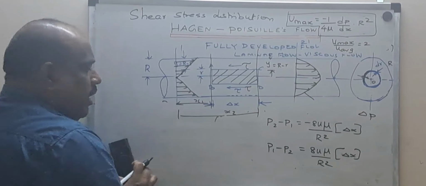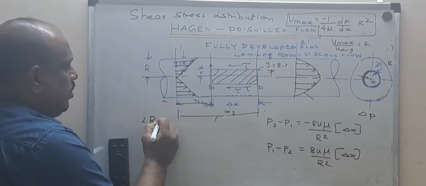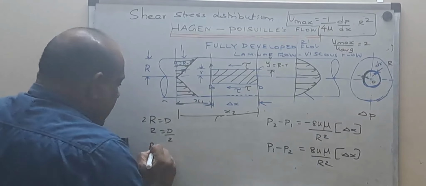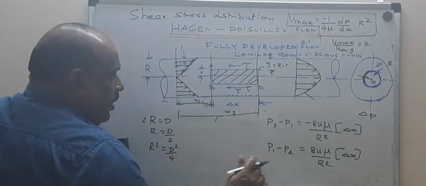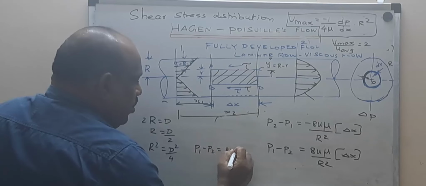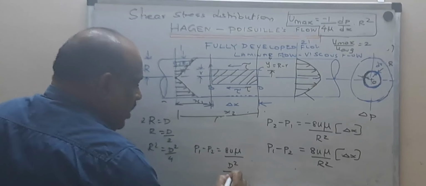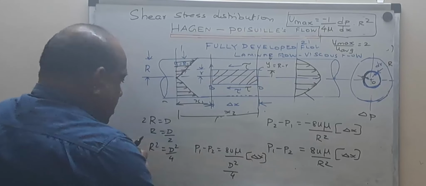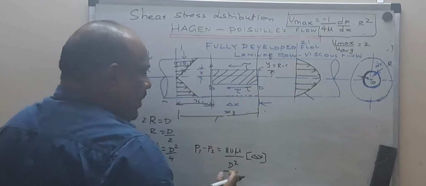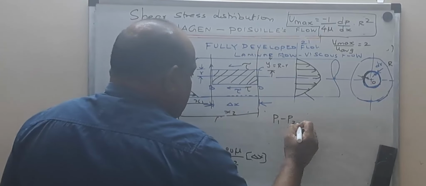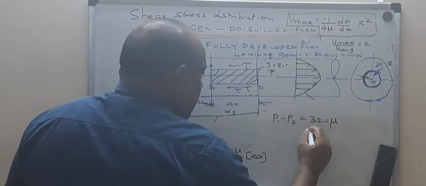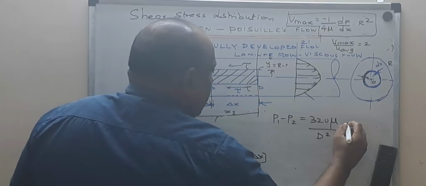That's fine. Now what is R in terms of D? 2R equal to D, so R equals D by 2. Radius equals diameter by 2. So substitute for R squared, it will become D squared by 4. So it will become P1 minus P2 equal to 8 u mu by d squared by 4 into delta x. Okay, very simple steps. Now this 4, when multiplied by 8, will become 32. So P1 minus P2 will be equal to 32 u mu, u is the velocity, by d squared into delta x.